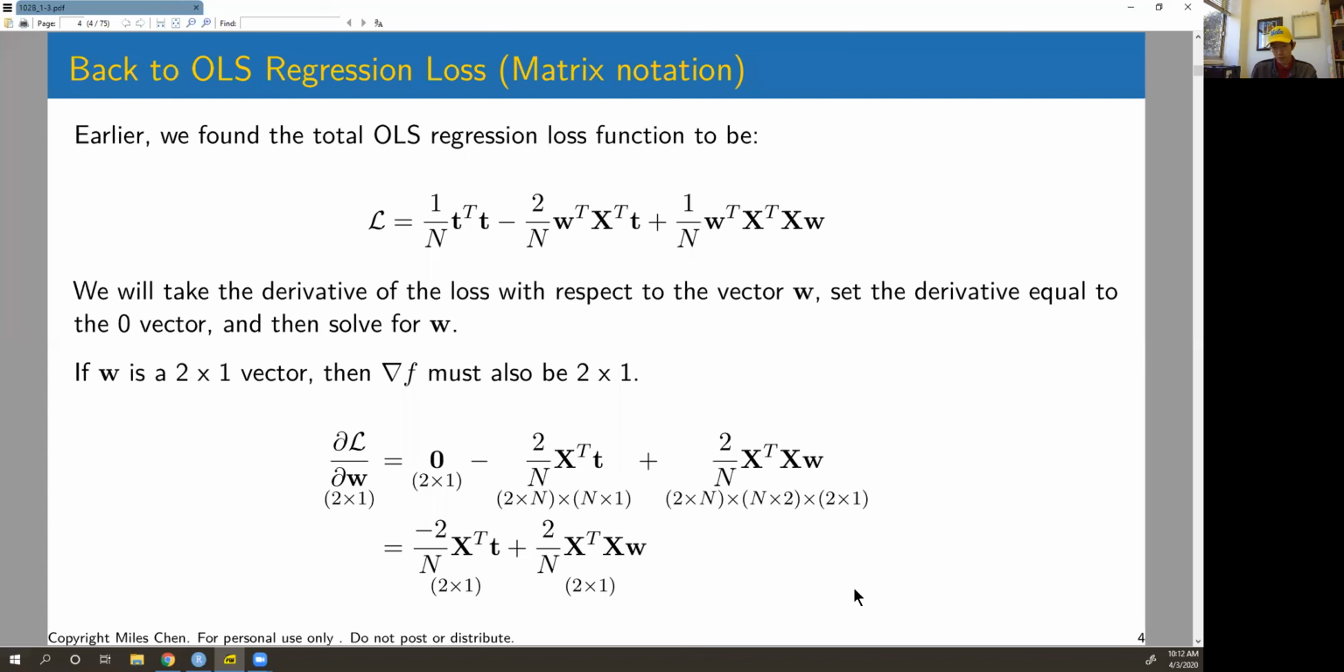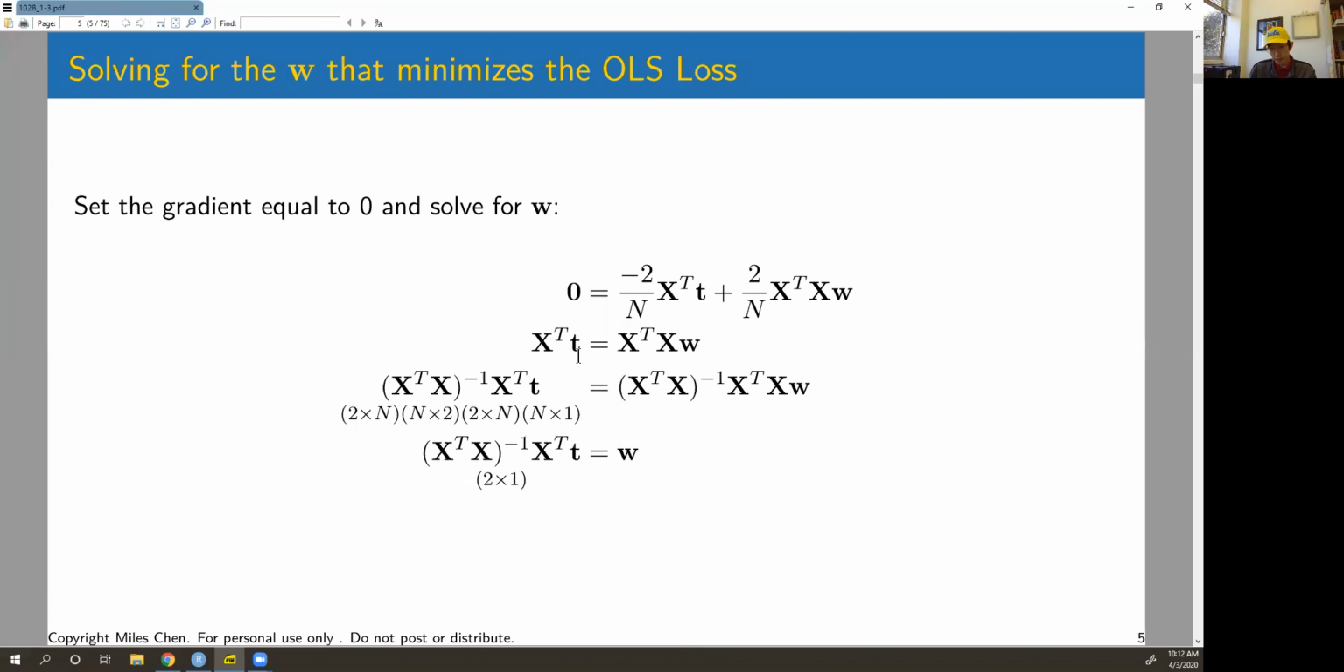So here's our gradient. I'm going to set it equal to 0, and this is what I have. Here I can multiply by 2 over n, I'm sorry, multiply by n over 2, and then add x transpose t to the other side. I'm just rearranging some terms. I get x transpose t is equal to x transpose x w.